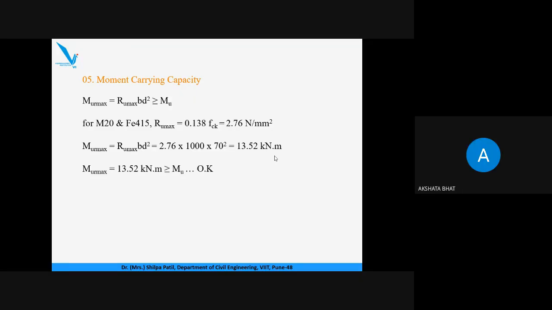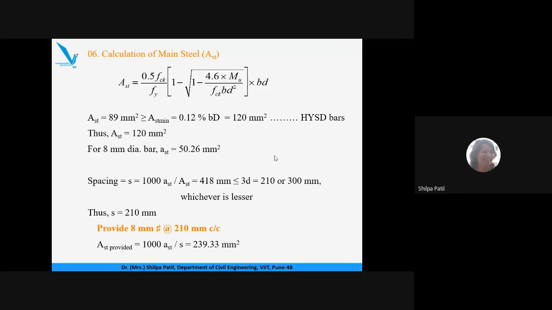Calculation of main steel. Okay, now here the formula is same again, AST equal to 0.5 FCK upon FY. FCK is 20, FY is 415. MU value is, which value we have to consider? MU as 2.19, right. Into B will be 1000 mm, and D will be the effective value 70. So put all the values and find out AST.